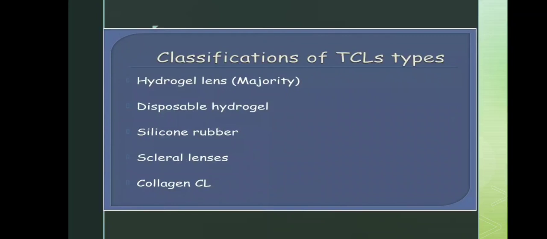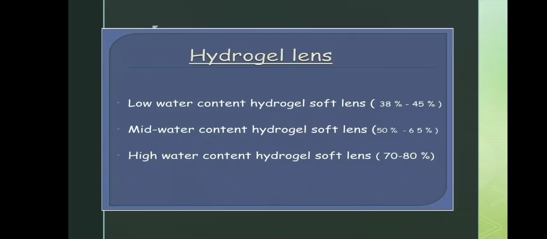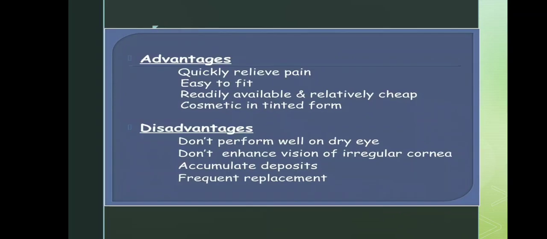The classification of therapeutic contact lenses includes hydrogel lenses, dispersible hydrogel lenses, silicone rubber lenses, scleral lenses, and collagen contact lenses. The hydrogel contact lenses are of low water content, mid water content, and high water content hydrogel soft contact lenses.